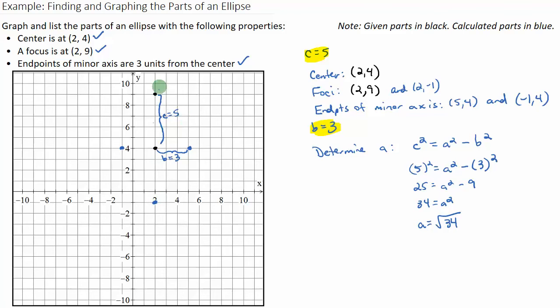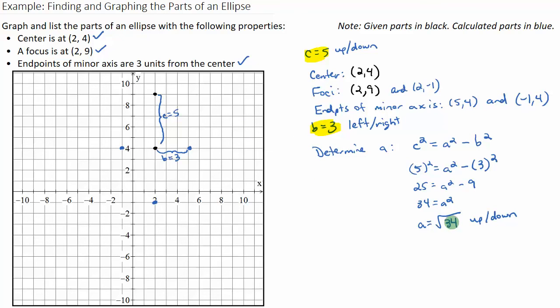Now, how does that help me in my picture? A is the distance from the center to a vertex. So C and A are always measured in the same direction. So this was measured up and down. So this will be measured up and down as well. B is measured the opposite direction. So this in this problem was measured left and right because we already knew C was up and down, so B had to be left and right.